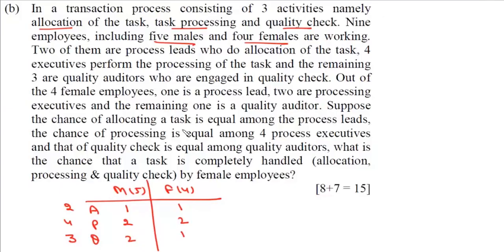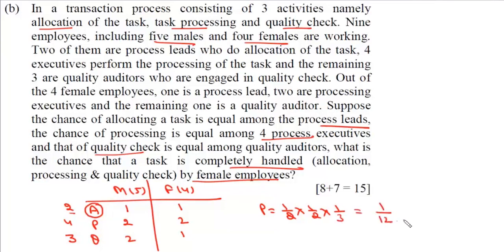Now suppose the chance of allocating a task is equal among the process leads, equal among the processors and equal among the quality checkers. What is the probability that the task is completely handled by a female employee? Now for this, the required probability: the lead has to be female. Here we have 2 people, out of which 1 is female, so this probability will be 1 by 2 into. Now for the second one, this probability will be simply 2 by 4, which again is 1 by 2. And for quality it is 1 by 3. And the process of choosing an employee across any process is independent. So the required probability is simply 1 by 12.